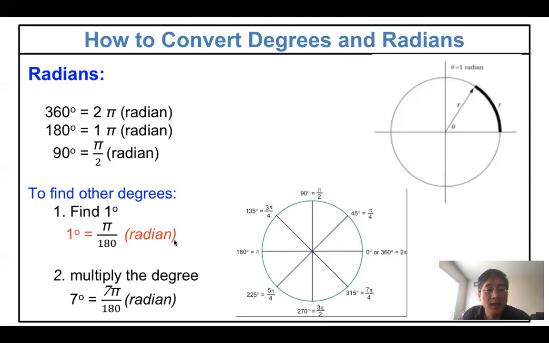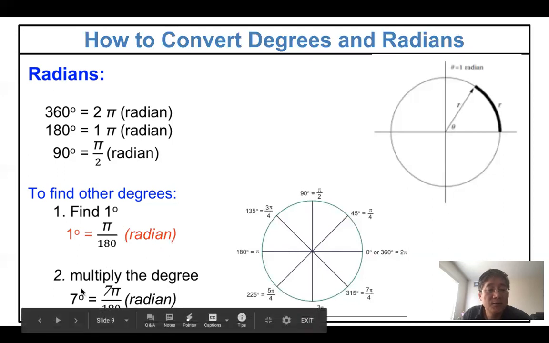Okay. Then how do you get the 7 degrees? You multiply by 7 here. So that's why you get 7 pi over 180. Understand? So other degrees will be the same.